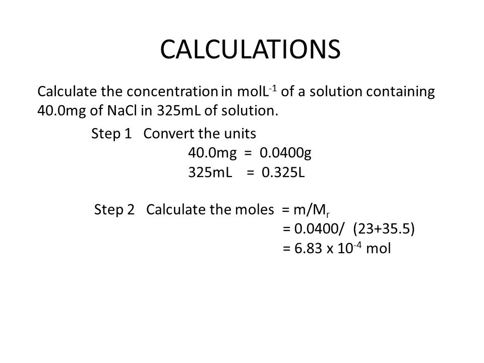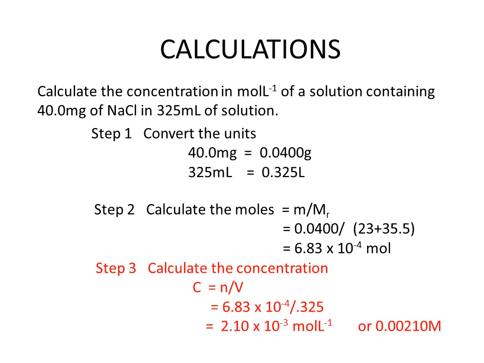Now we know how many moles we've got. We can substitute that into our formula to calculate the concentration. The concentration, you remember, is the number of moles divided by the volume. So we just put in our moles divided by our 0.325 litres, and that gives us our answer in moles per litre. So again, you notice that we have to worry about our significant figures. We only need 3 at the end here, so it's 2.10. Or if we do it in terms of molarity with the big M, it's 0.00210 molar solution.